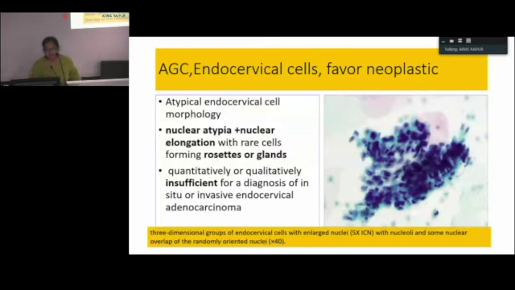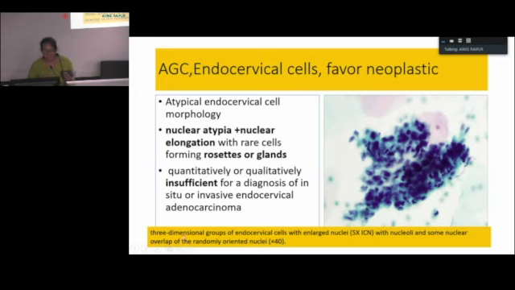So we look at the first subcategory in this, atypical glandular cells, endocervical, favor neoplastic. What is the cytomorphology in this? As you can see in this picture, you have atypical endocervical cells, which have nuclear atypia, nuclear elongation, plus minus glands or rosette formation, but the atypia is quantitatively or qualitatively less to make a diagnosis of adenocarcinoma in situ or invasive endocervical adenocarcinoma. That means, if you had more of these clusters, you would make a diagnosis of AIS or adenocarcinoma. If you have less of these clusters, then you put it into the category of AGC, endocervical, favor neoplastic.